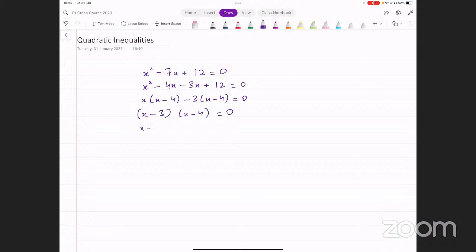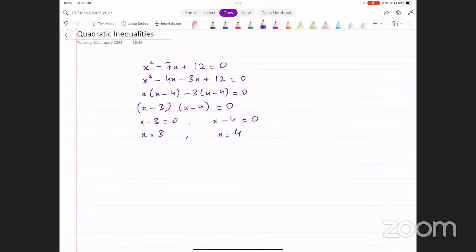And you get two answers: x minus 3 equals 0 or x minus 4 equals 0. These are the solutions to this quadratic equation. So from this you get x equals 3, and from this you get x equals 4. All right. Now, what about inequalities? What if instead of an equation, we had an inequality? For instance, something like x squared minus 7x plus 12 greater than 0.